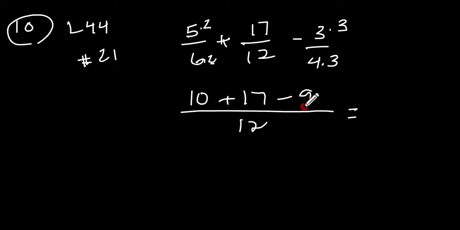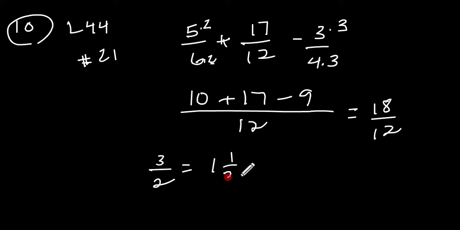Would be 1. 1 plus 17 is 18/12, which is, when we reduce this, is 3/2, and that is equal to 1 1/2. All right, halfway done.